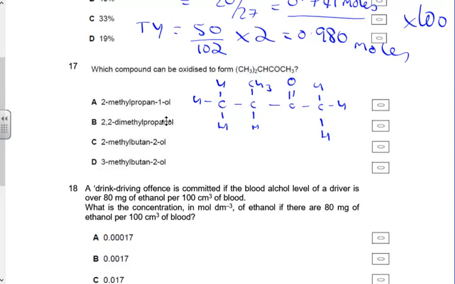Now, what compound there would be oxidized to produce that? Well, it's going to be a secondary alcohol, yeah? And the OH will be on the second carbon, so it's going to be a butan-2-ol. If the OH is on the second carbon, it means that the methyl group must be on the third carbon. So it's 3-methyl butan-2-ol that would oxidize to form that product.